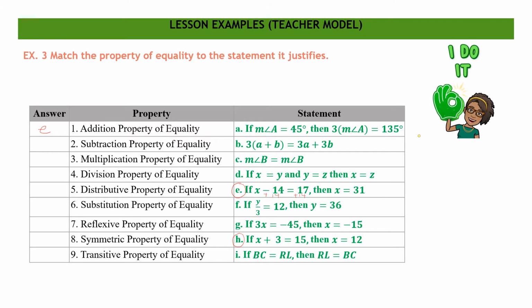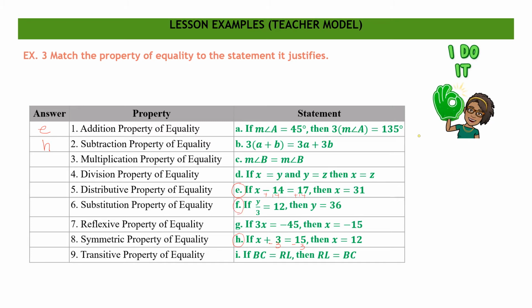Well, how did we get the 12? Well, we had to subtract that 3 on both sides. 15 minus 3 gives me 12. So H would be an example of my subtraction property of equality. Let's look at the next one, multiplication property of equality. So this is just once again looking at what equation or what statement here that we have that shows that I can multiply on both sides of my equation to balance it. So if I'm looking at all of them here, I see that we have F here.